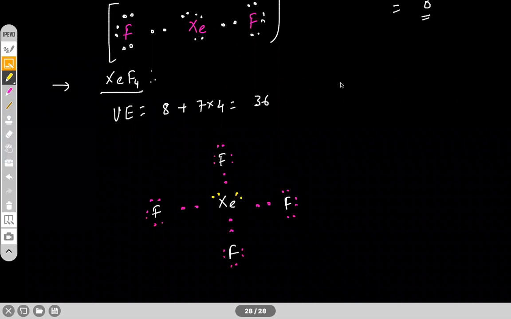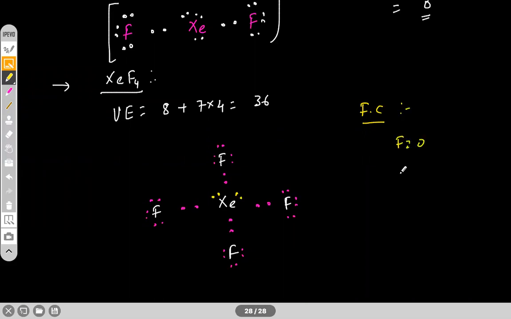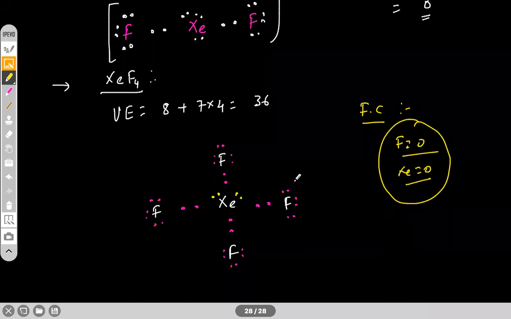Right? Formal charge on fluorine is 0. Xenon is also 0. If there is any formal charge, you have to place it, like -1, +1 on the atom. You have to place it, right? You cannot count like this and leave. Okay, this I am doing just for you to understand how to calculate the formal charge. But if there is any formal charge there, like -1, -2, +1, then you have to place it on the atom. Okay, understood this one?